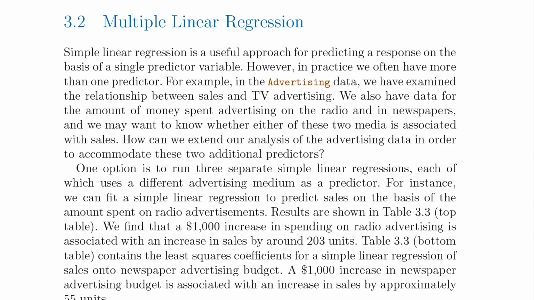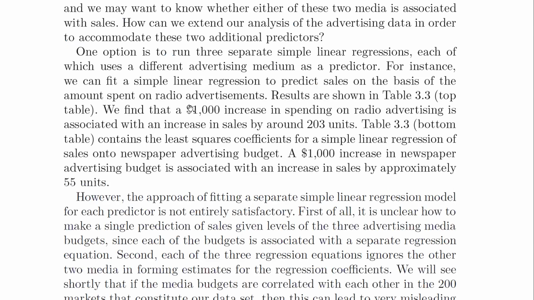For example, in the advertising data, we have examined the relationship between sales and TV advertising. We also have data for the amount of money spent advertising on the radio and in newspapers. And we may want to know whether either of these two media is associated with sales. How can we extend our analysis of the advertising data in order to accommodate these two additional predictors? Additional predictors being the radio budget and the newspaper budget or expenditure.